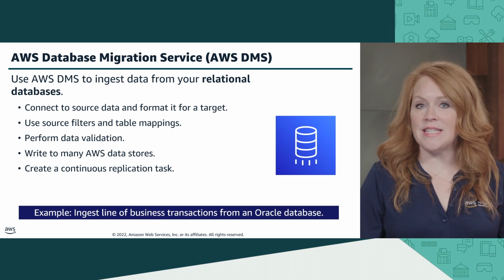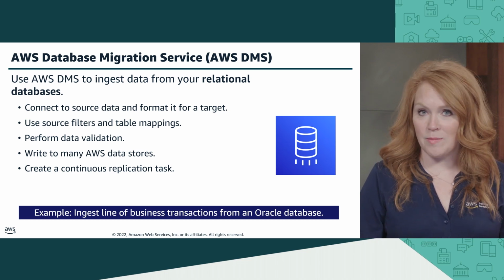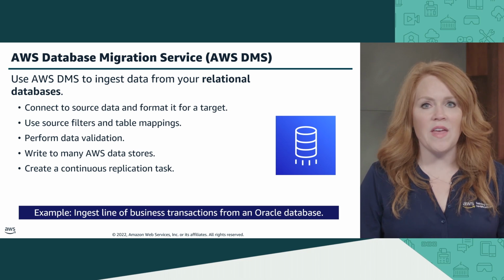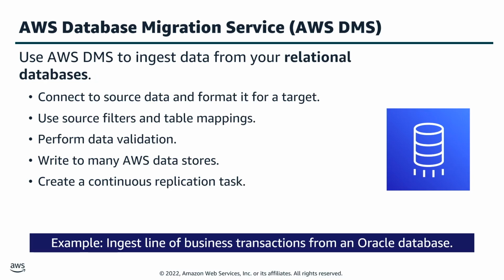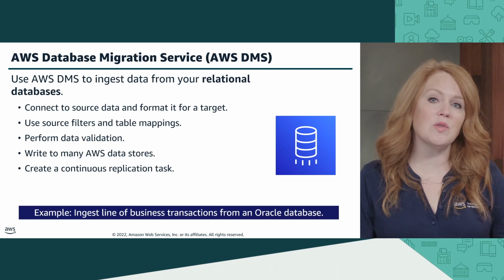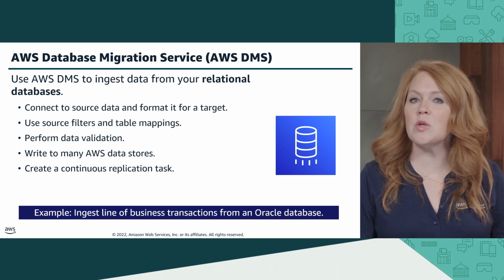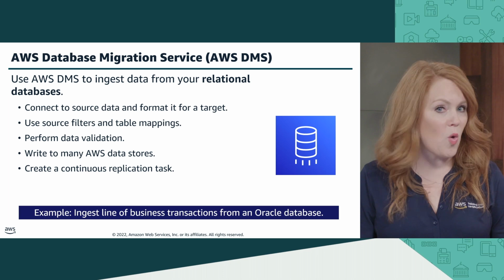Use AWS DMS to ingest data from relational databases. You can do the following with AWS DMS. Connect to source data, format it for a target, and use source filters. Use table mappings to select and transform data and perform validations after migration. And write to AWS data stores by using encrypted connections. Create a continuous replication task to stay in sync. An example use case for AWS DMS is to ingest line of business transactions from an Oracle database.